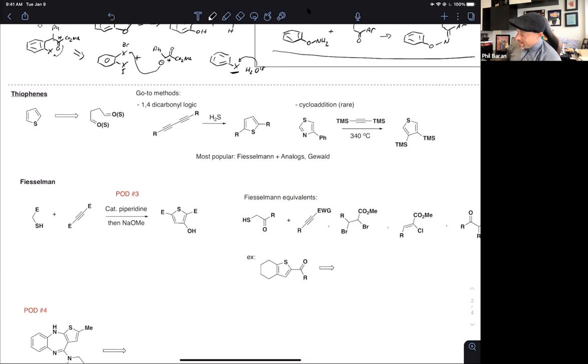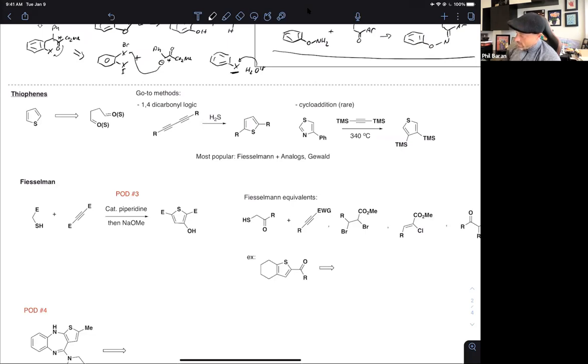So thiophenes, again, 1,4-dicarbonyl logic is the way to go. You have some special features, though, of a thiophene that allow for unique disconnections that are not possible with furans. And that's because of the great reactivity of the sulfur atom, which is a lot different than oxygen. Most notably, sulfur can be an electrophile, allowing for disconnections that would never be possible with an oxygen.